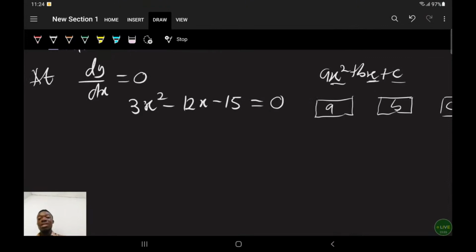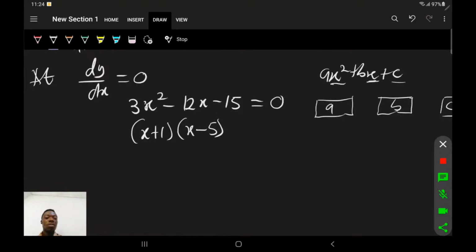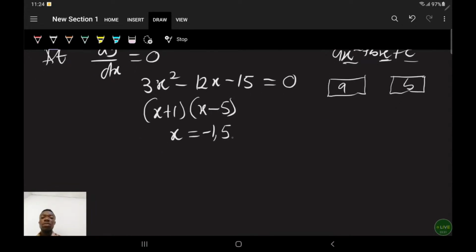In my case, I had x plus 1 and x minus 5. That's what I got for this. So at this point we can say that x is equal to -1 or positive 5. I hope that is clear. Once you get these values down, you use them to test for the nature of this curve, whether it's a maximum or minimum or a combination of the two. So let's see how we can test for it.